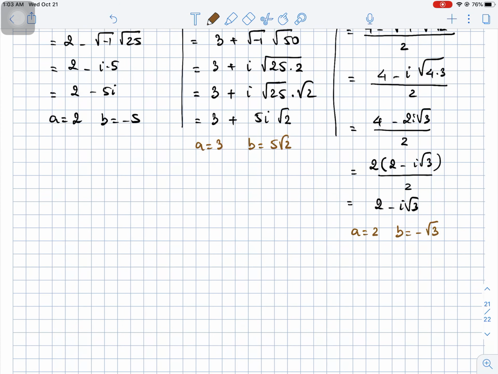In part B, the real part is 3 and the imaginary part is 5 square root of 2. In part C, the real part is 2, and the imaginary part is negative square root of 3.